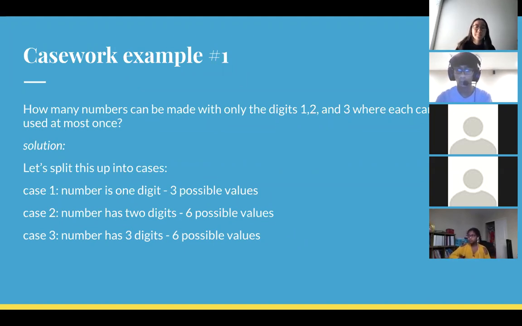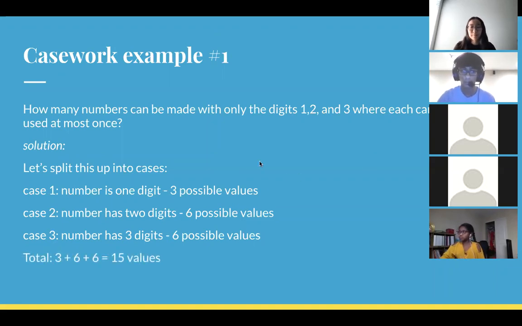It's going to be 123, 321, 231, 213, and there are 2 others: 132, and then 312. I was just listing them randomly. But anyway, if you count them up, that's 15 values.